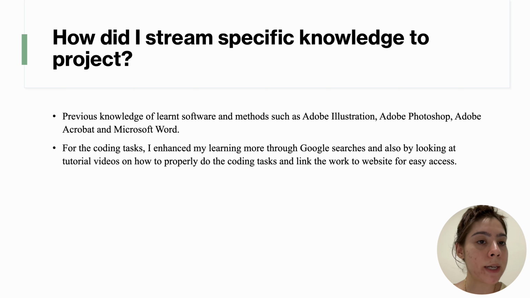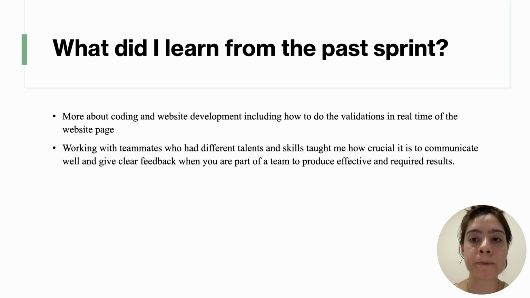How did I use my specific knowledge? I used my previous knowledge of software and methods such as Adobe Illustrator, Photoshop, Acrobat and Microsoft Word to complete all the tasks in the previous and this sprint. For the coding task, I enhanced my learning through Google searches and by looking at tutorial videos on how to properly do it, and then link it to the website so that everyone can see and access it. Being a business student with no prior knowledge of coding, that's how I used my specific knowledge to complete the task in this project.